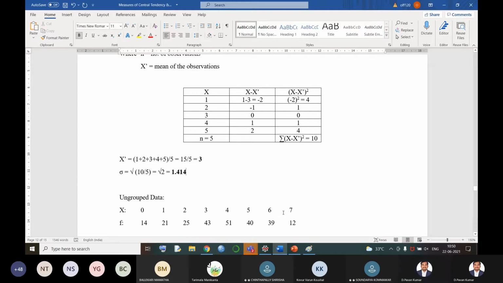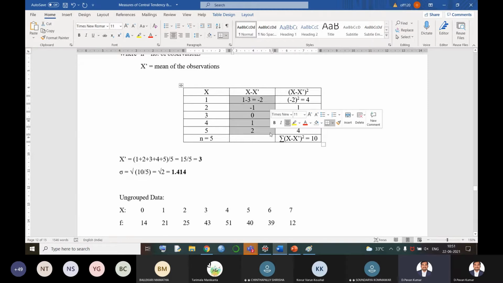Okay. So now next thing, I just told you, from 3, the distance to 1 is how much here? 2. The distance from 3 to 2 is 1. The distance from 3 to 4 is 1 and 3 to 5 is 2. That is how we got our answers. Whether it is negative or positive, we are not concerned about that. We are concerned with to what extent they deviate from the actual value.